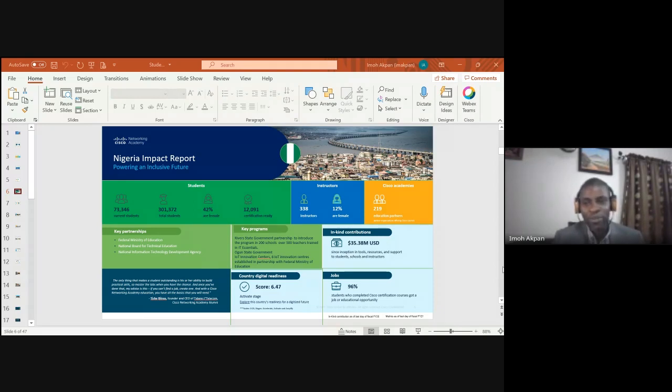We talk about the impact we've had in the country, and we have basic partnerships with the Federal Ministry of Education, the National Board for Technical Education, and NIDA is also one of our key partners in the program. In terms of key programs, we have programs with some state governments like Rivers State and Ogun State. We are also working with the Federal Ministry of Education, who established IoT Innovation Centers in some of the federal unity colleges in the country. So far, over 300 instructors and teachers have been trained in the program.